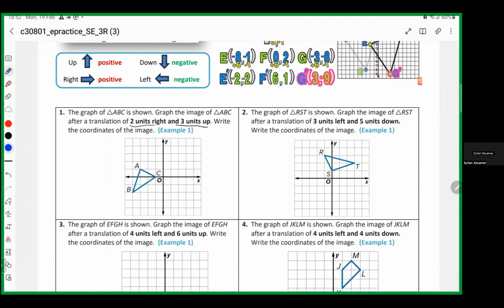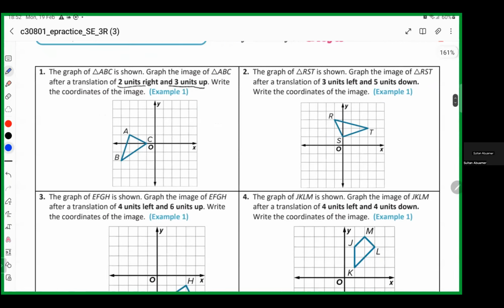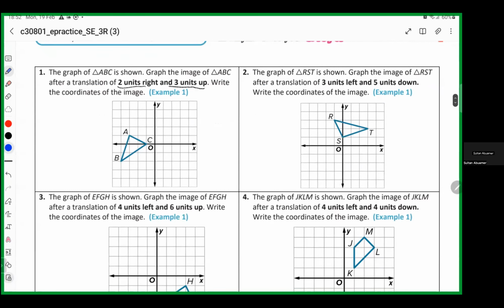Khaldun, we want to move this 2 units right and 3 units up. We have how many points? A, B, C. We need to move every point. So 2 units to the right: 1, 2. And 3 units up. I started with C. Count with me, Khaldun: 1, 2, 3 up. So this is C prime.